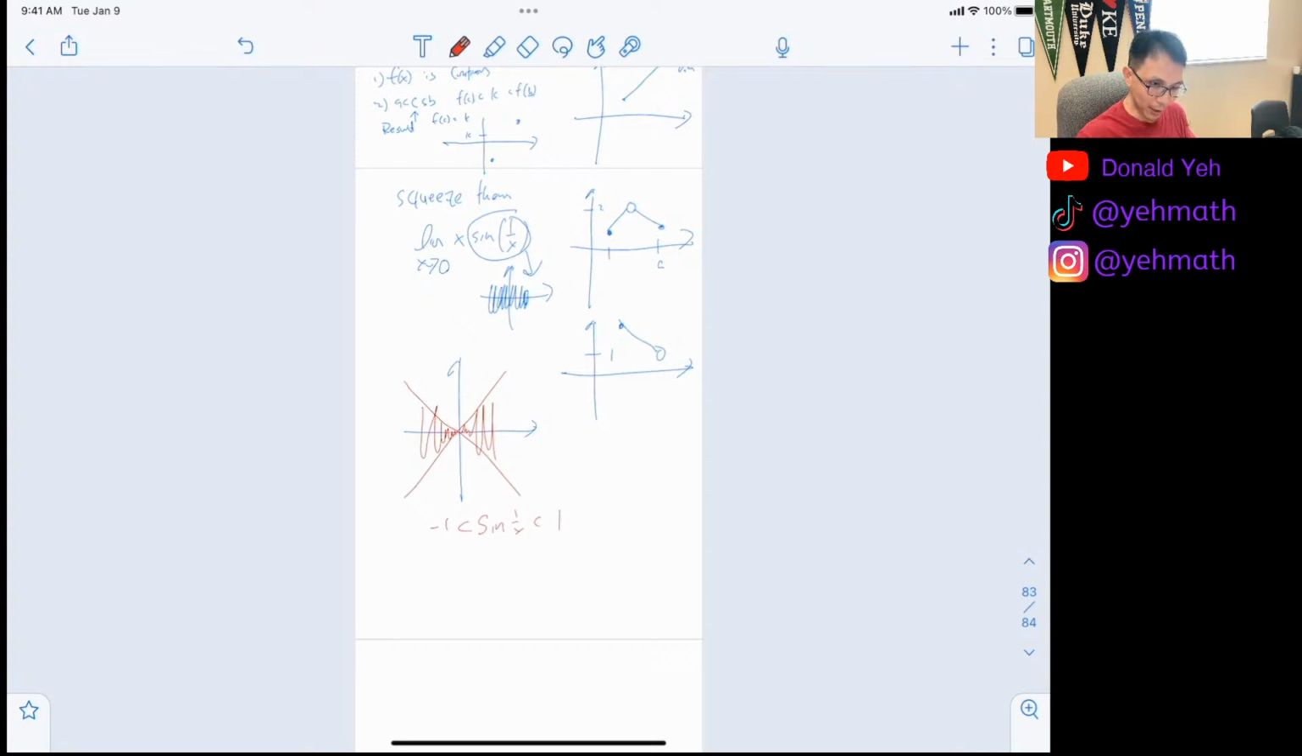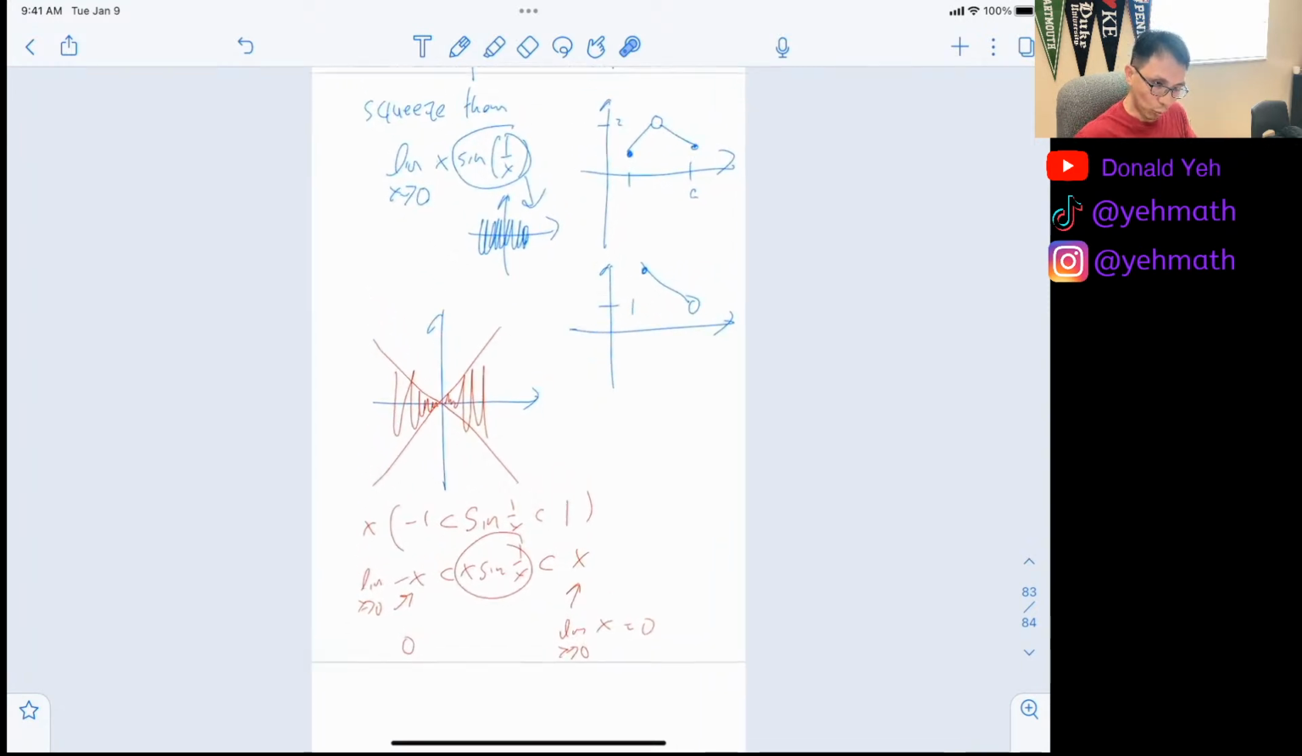Now, to make this happen, I multiply the whole thing by x. So it'd be -x less than x sine of 1 over x less than x. The limit as x approaches 0 of -x is equal to 0, and the limit as x approaches 0 of x is also equal to 0. Therefore, the middle part has to equal 0. So that's called the squeeze theorem. It looks something like this: squeezed between positive x and negative x.